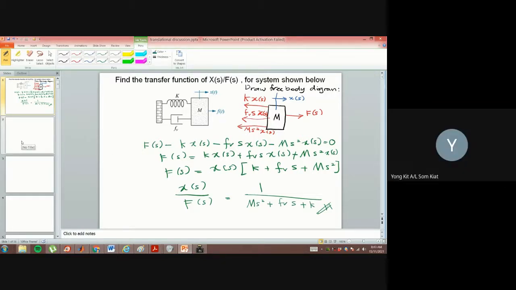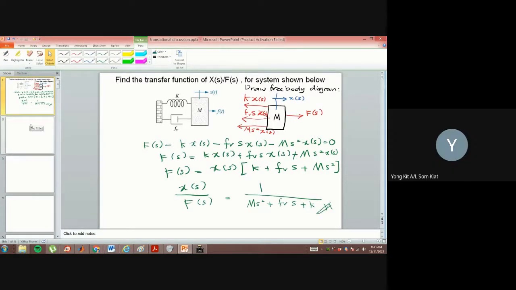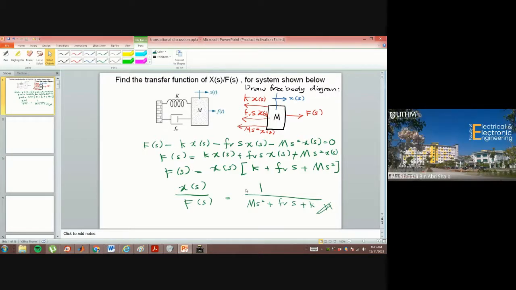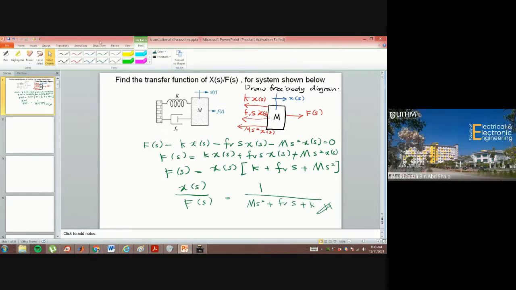Doctor, why must we multiply with S and S squared? Actually, that's the law, in order to change it to the S domain. Oh okay, Doctor. The mass is compulsory times S squared, damper FV changes to S, and K remains there.